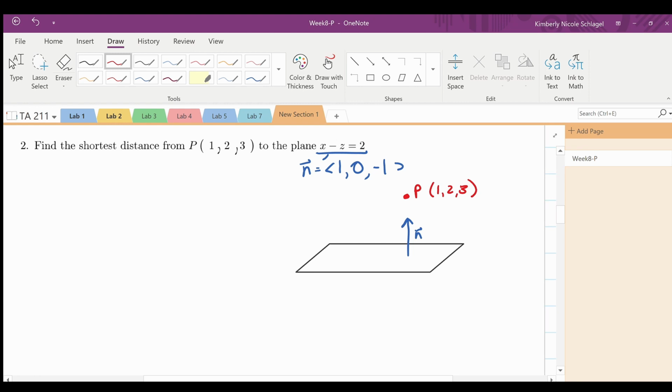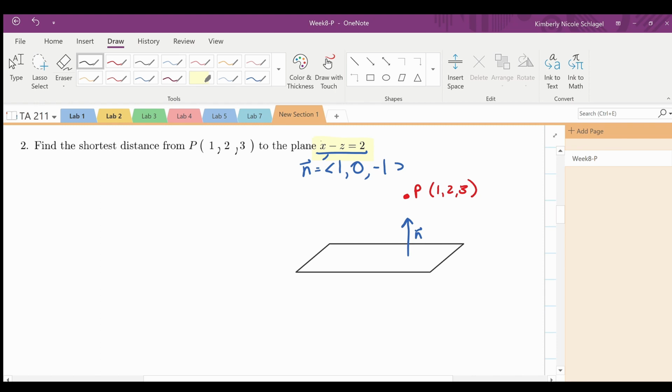And so that's what we have so far. Okay, so we can choose any point on the plane that we want because we're given the equation for a plane. So the first thing I'm going to do is choose a point on my plane, and I'm going to choose a point that's relatively easy. It just needs to satisfy this condition.